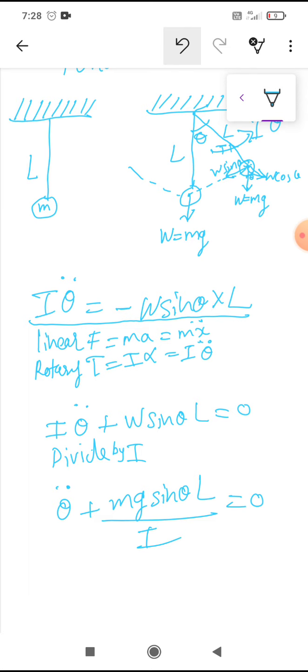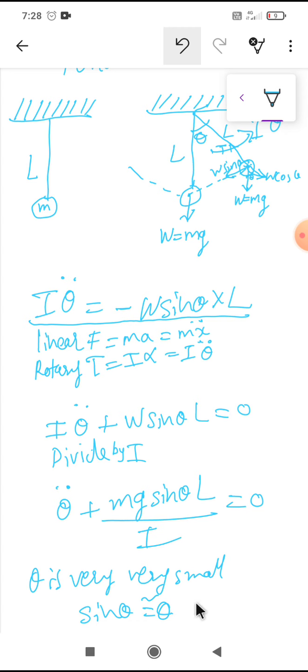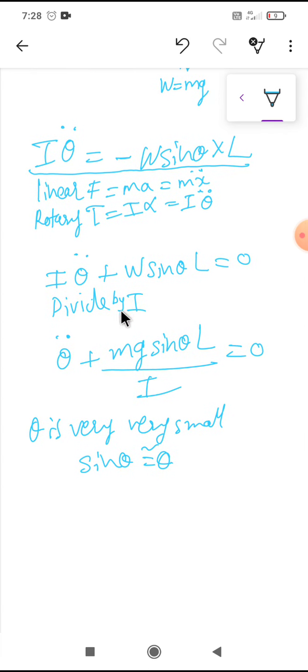Now, when theta is very small, we can write sin theta as nearly equal to theta. So here we'll write theta instead of sin theta. So we'll get theta double dot plus mgl upon I theta is equal to 0.